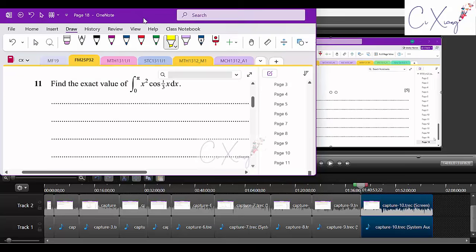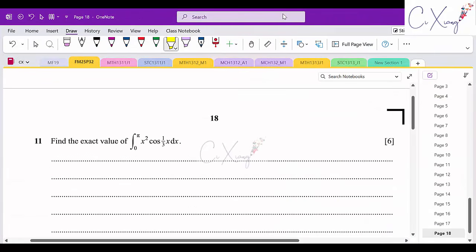Alright, so let's discuss the very last question for this part. Question 11. They want you to find the exact value, highlight the keyword exact, for this integration. When we have a look at this integration, you will realize that you are having two functions here. One is x squared multiplied with cos of x over 3. It is a product of two functions.